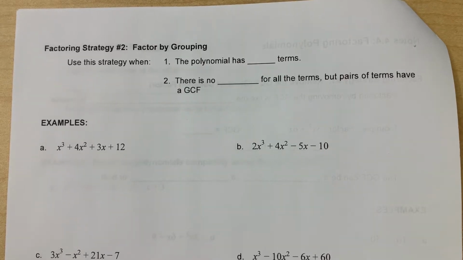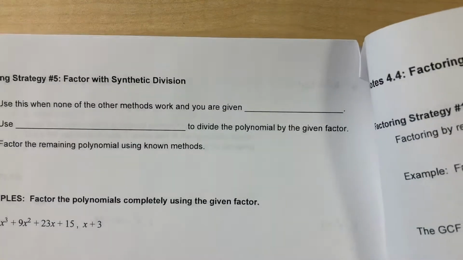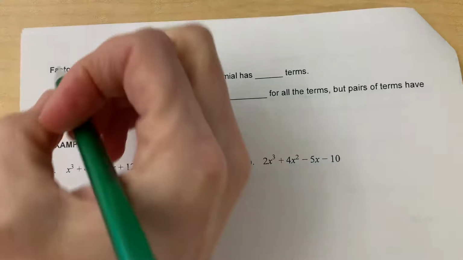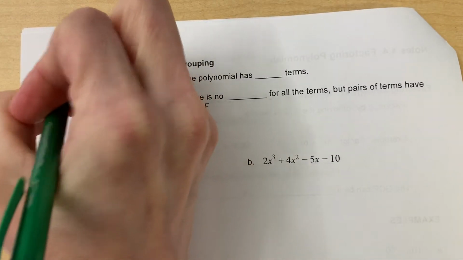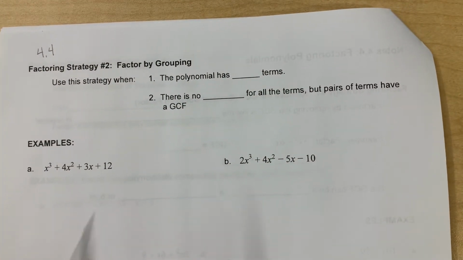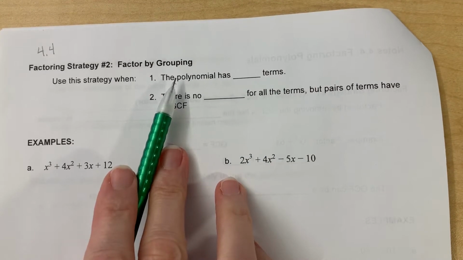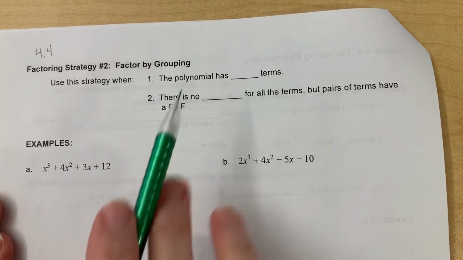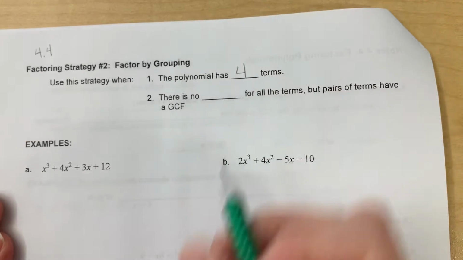This video is for factoring by grouping. So this is section 4.4. And the second factoring strategy is factoring by grouping. So you use factoring by grouping when your polynomial has 4 terms.